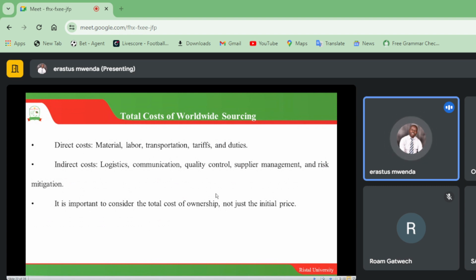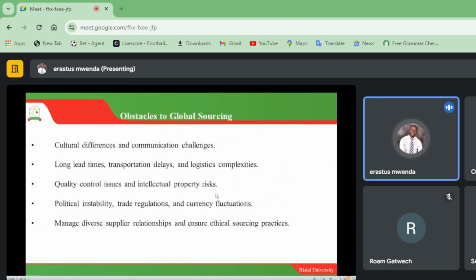communication. You could be spending a quite substantial amount in terms of communication with your suppliers, quality control. You could be expected to pay some finances for quality control or for your goods to be examined if they are of high quality, supplier management, and risk mitigation. And we are saying finally, it is also very, very important to consider the total cost of ownership and not just the initial price. Obstacles to global sourcing.